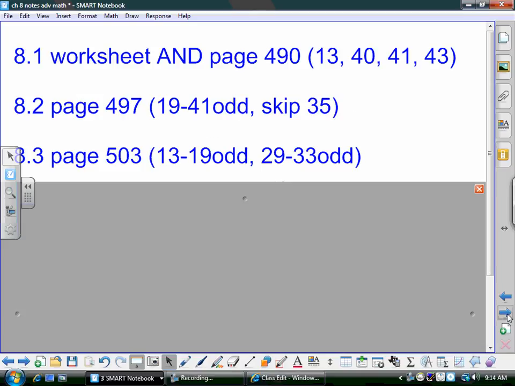And that takes care of section 3. Again, the homework is mostly adding and subtracting vectors. And then you also have to write some of them as the sum of unit vectors.